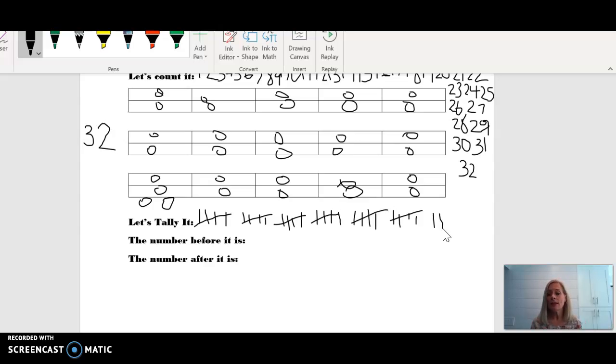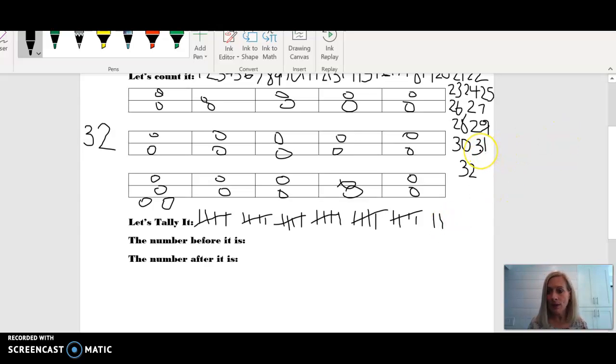Here we go. 10, 20, 30, 40, 50, 60, 70, 80, 90, 100. We can count by tens up to 100. Ready, here we go. 10, 20, 30, 40, 50, 60, 70, 80, 90, 100. Awesome job.